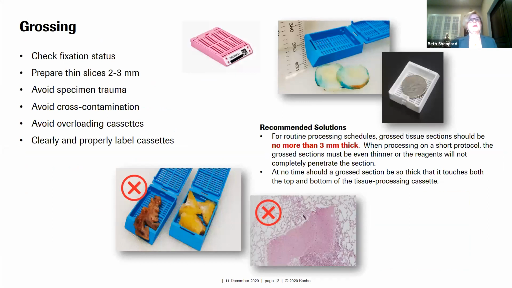However, many things happen at grossing that can actually be helped. One of them is making sure that the sections are no more than 3 millimeters thick when processing, and even thinner is better, because the reagents have to be able to penetrate the sample. You want to avoid any kind of specimen trauma, avoid overloading the cassette, and clearly have proper labels marked.